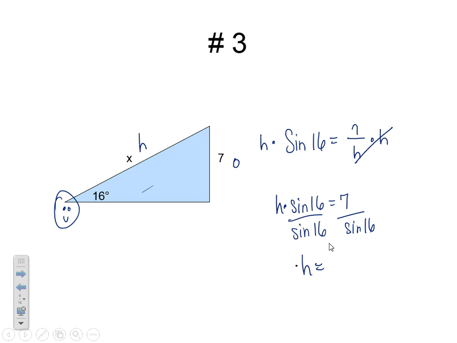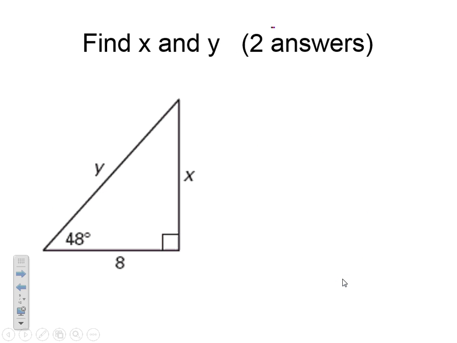H is equal to 7 divided by, might want to use parentheses here, sine of 16, which is 25.4 is my hypotenuse. Yep, 25.4. All right, let's go ahead and find x and y. There'll be 2 answers here.